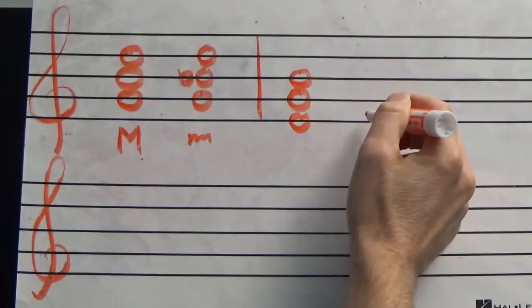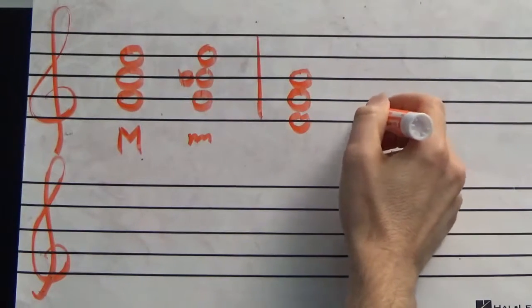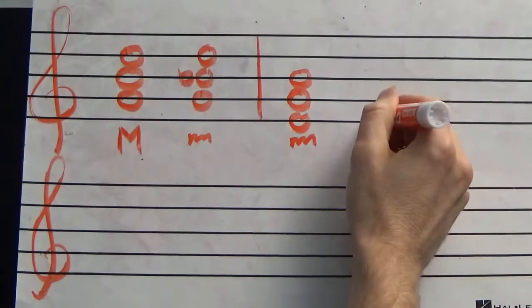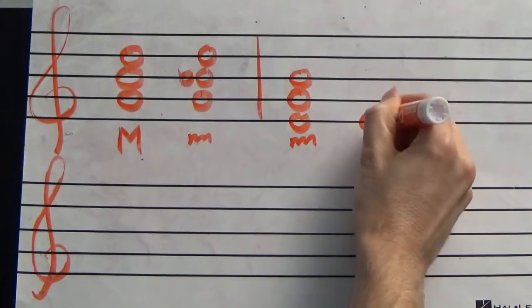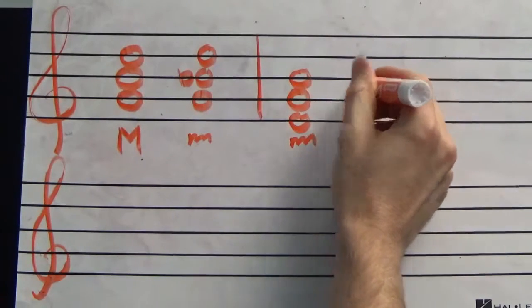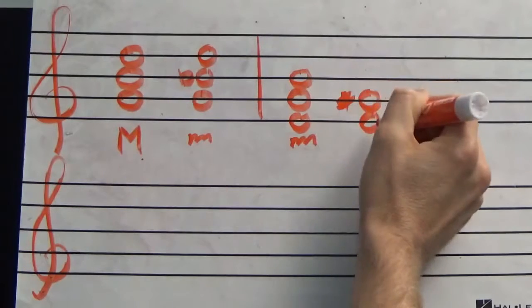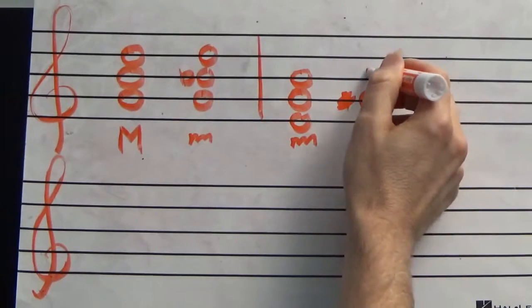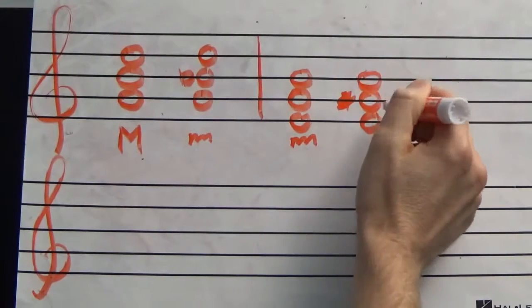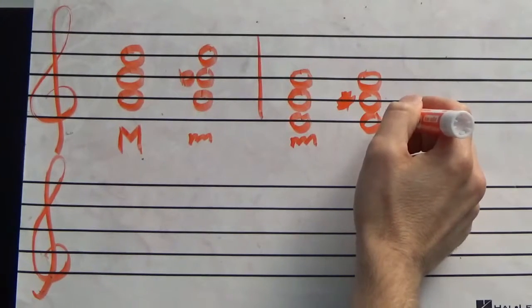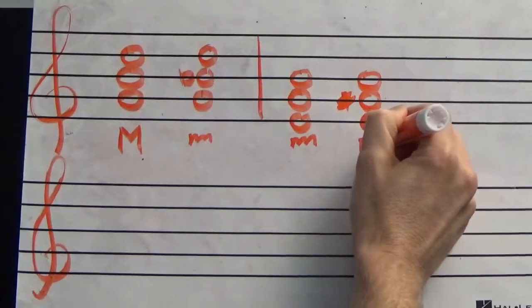And then I heard E major. Oops, put in my lowercase m. Now, to make this distance bigger, I'm going to raise up the G and make it a major third from E to G. And you can hear that. There's the G, G sharp.